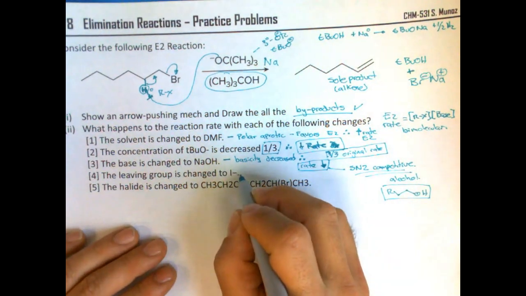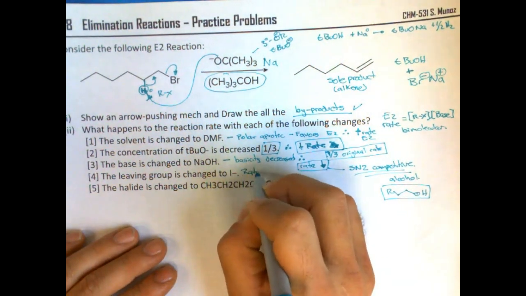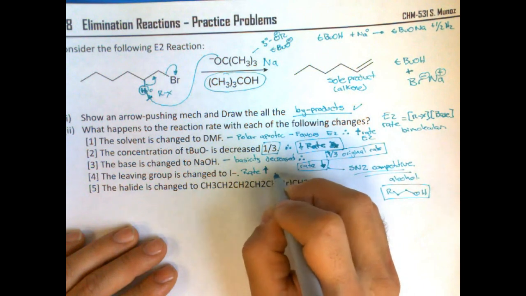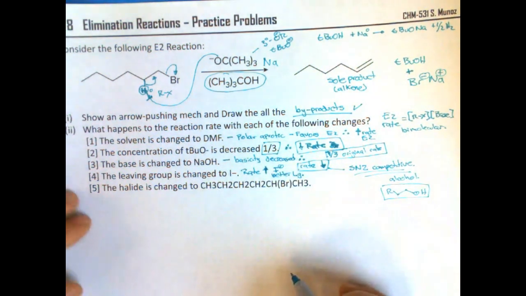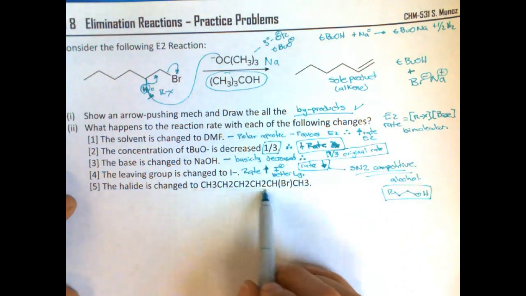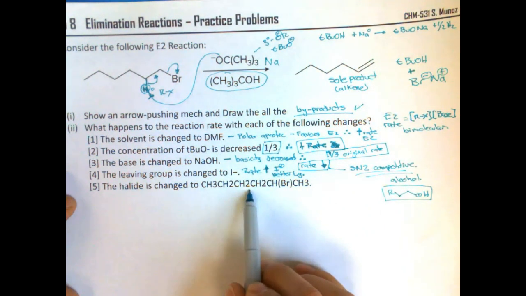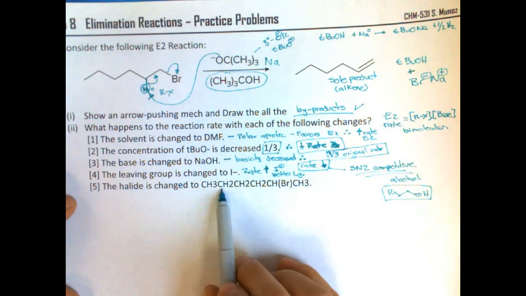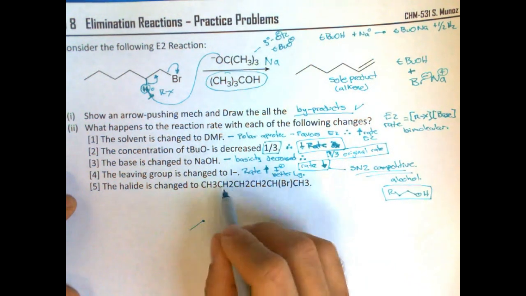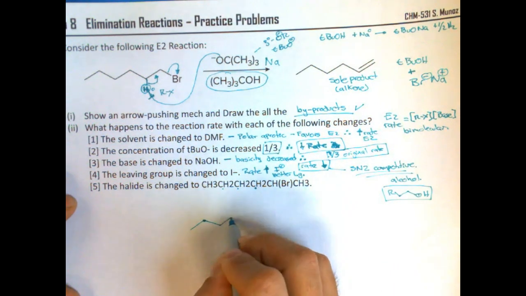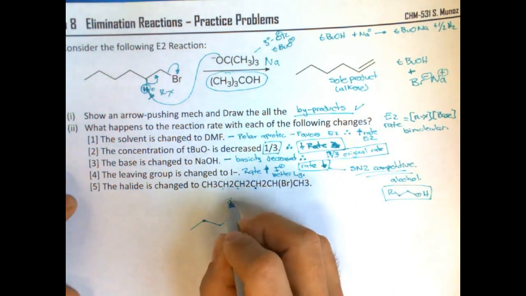Now, if the leaving group is changed to iodide instead of bromide, the rate will increase because iodide is a better leaving group. Now, a different question is, what happens if you change the halide to this? And so here, the question is testing that you're able to transform this condensed formula into a structure. And so CH3, CH2, 1, 2, 3 CH2s, then a CH with a Br, and finally a CH3.